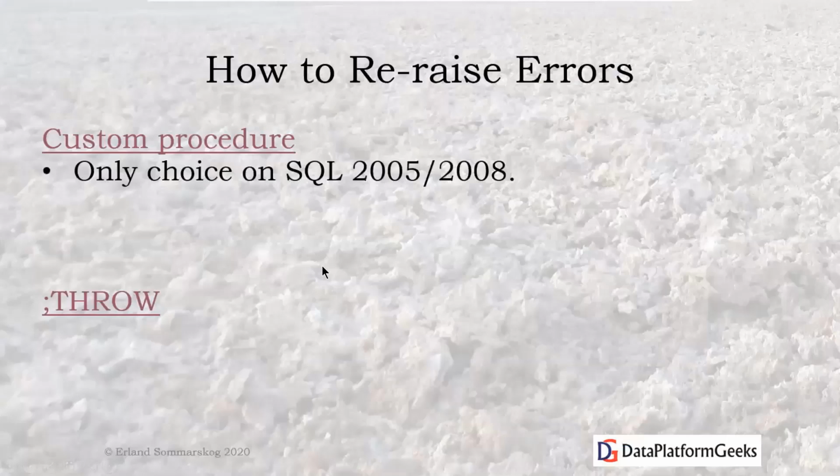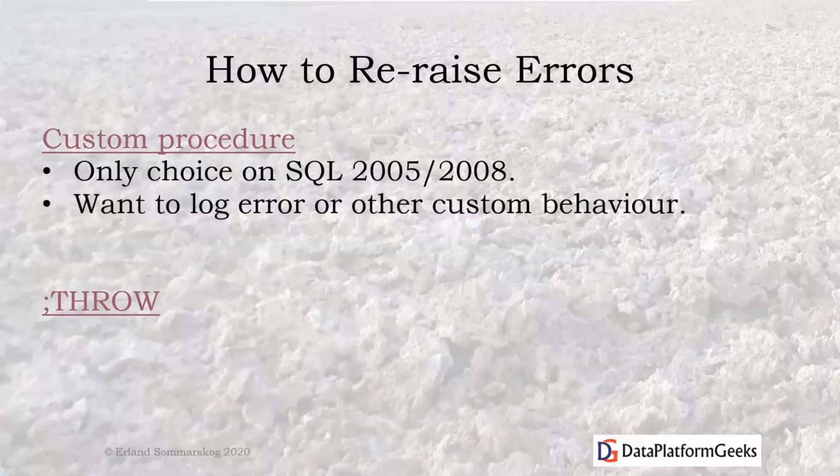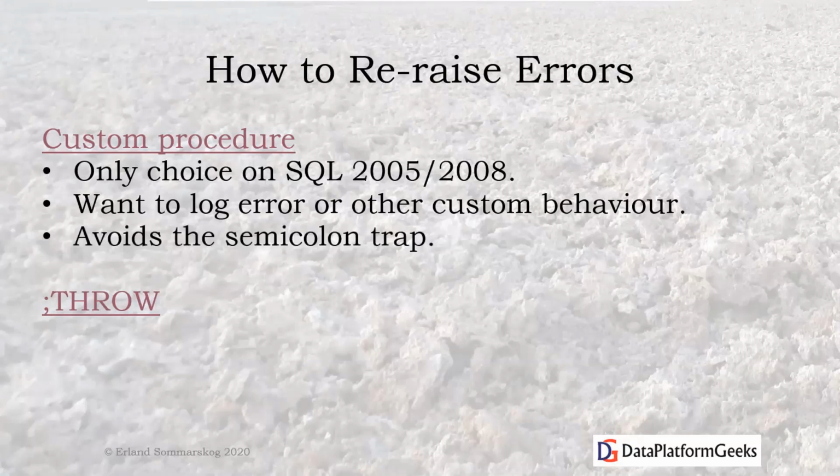So why would you use a custom procedure to re-raise the error? Well, you might still be on SQL 2005 or 2008, and in that case, you have no choice because semicolon throw was introduced in SQL 2012. But it could also be that you want to log the error or do some other custom behavior. In the system I've been working with for many years, we actually do this. If an error occurs, we catch it, and then we log that to a table so we can see what errors have occurred in our application, because maybe something is crashing and we don't see it elsewhere. And it avoids the semicolon trap if that makes you really nervous. But semicolon throw also has its advantages. It's simple.